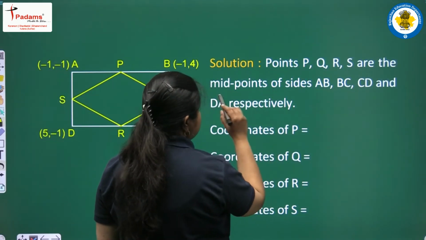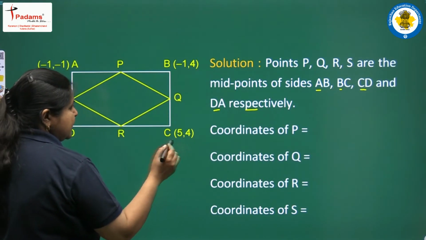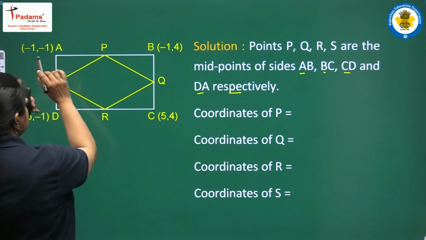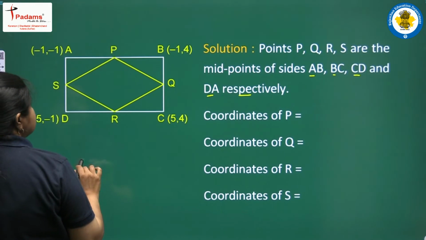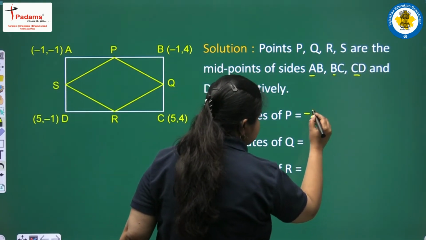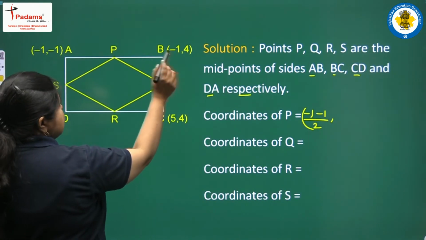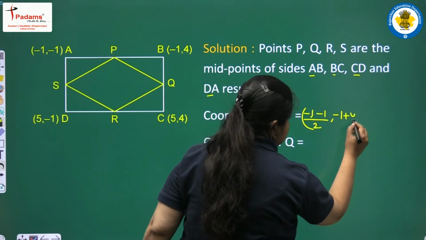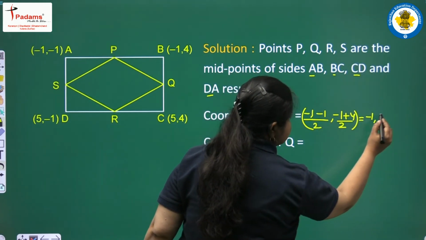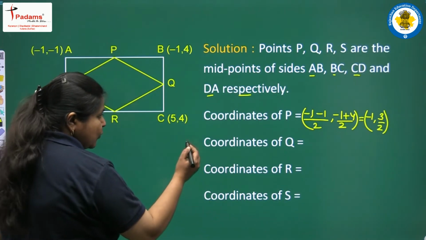Points P, Q, R, S are the midpoints of sides AB, BC, CD and DA respectively. And now we have to find the coordinates of P first. Yes, tell me. For P, add up the x coordinates of both ends and divide by 2. -1 and here we have -1. So -1 plus -1 upon 2, and for y, -1 plus 4 upon 2. This will give you -2 upon 2, that is -1, and here we will have 3/2. So -1, 3/2.